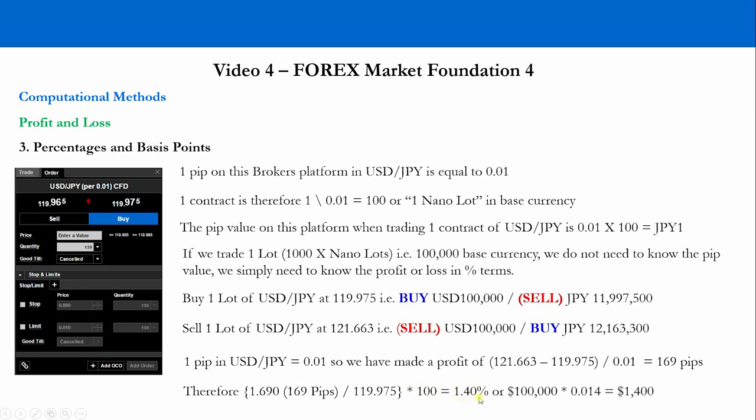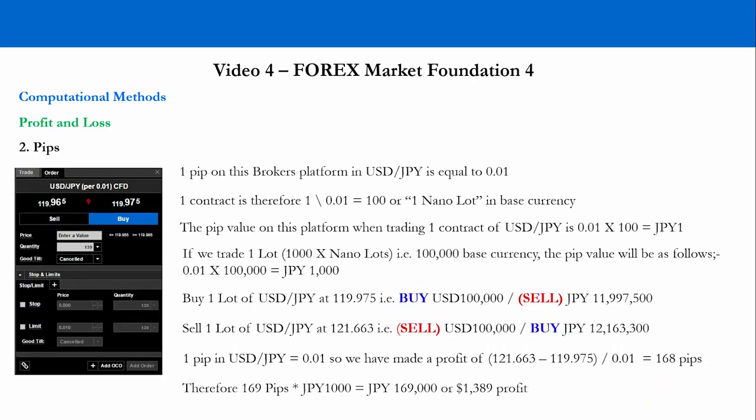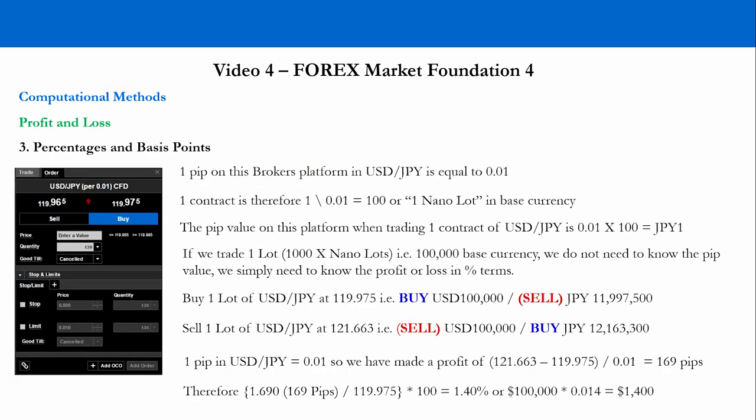Multiply that by 100 and we get 1.4%. Or if we work out 1.4% of 100,000, we get $1,400. So pretty much bang on what our profit was before, $1,389. So you can work this out in exactly the same way, but the habit you've got to get into is working everything out, or double checking everything in percentages and basis points. And that's going to give you a much better appreciation of the percentage changes over time of currency pairs.